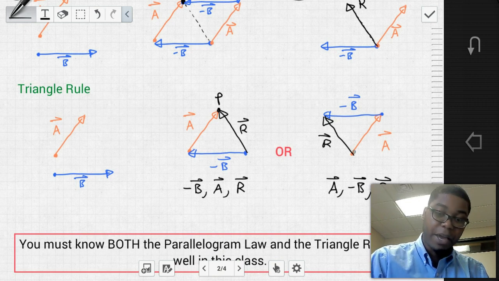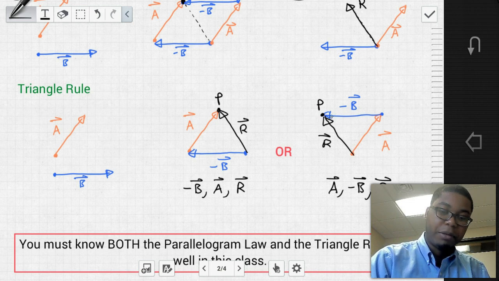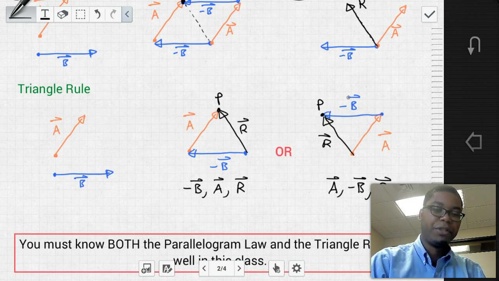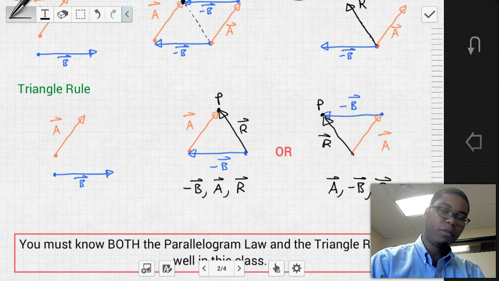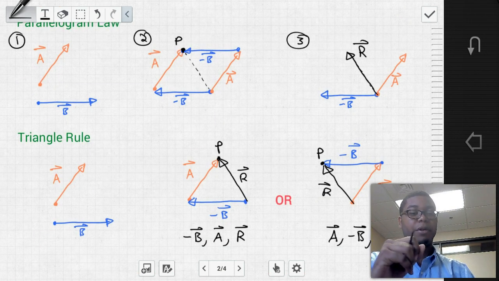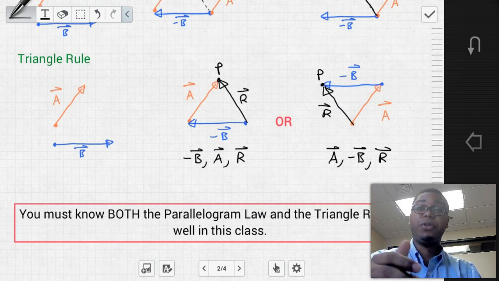So say we start with vector A, and then head to tails negative B, and we find here is point P, and from the start to point P is the magnitude of the resultant, and the sense of the resultant is going to be in the same direction as the arrowhead, or at the same point where the arrowhead for negative B meets.